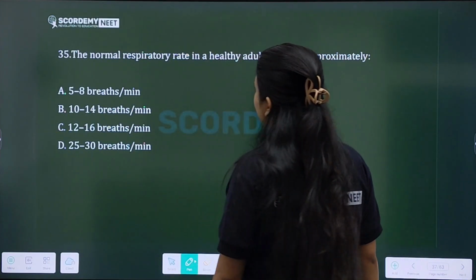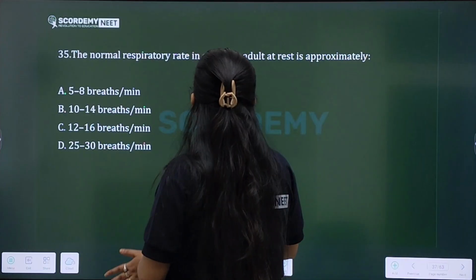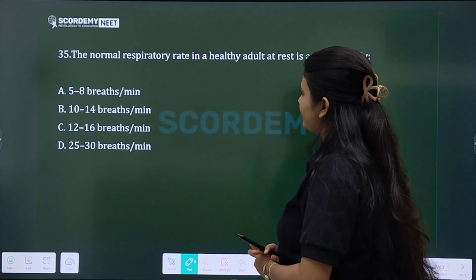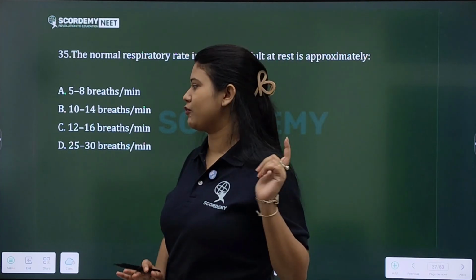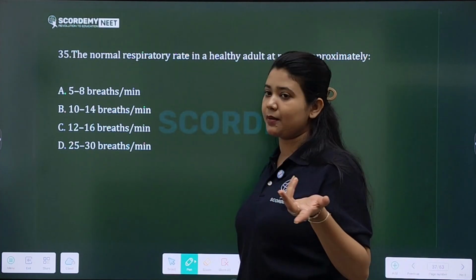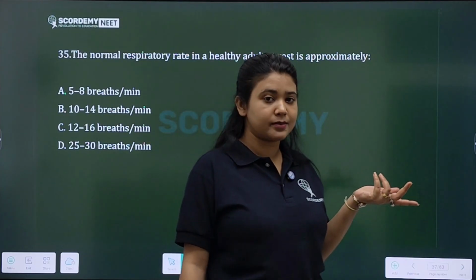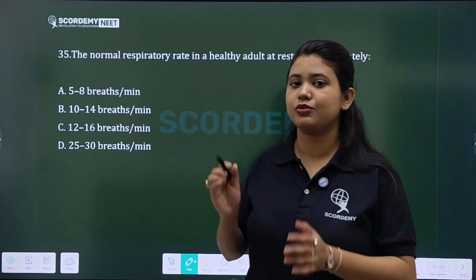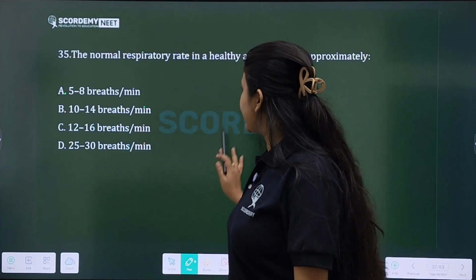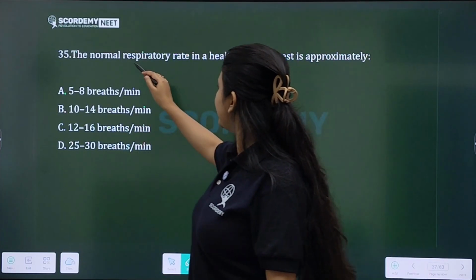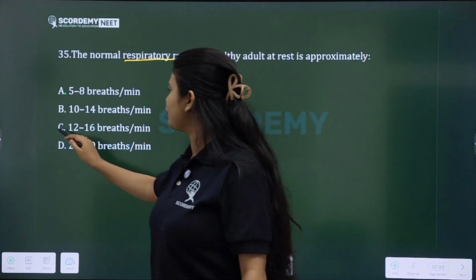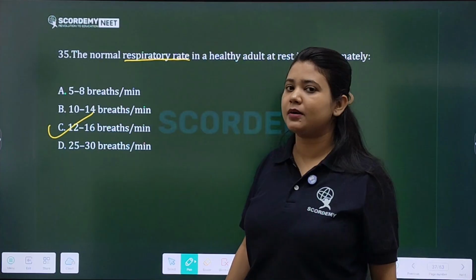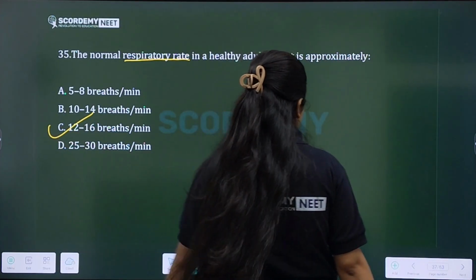Then, the normal respiratory rate in a healthy adult at rest is approximately how much? Again, this is your factual question. This you have to know. Like heart rate, we all know it is 72 beats per minute, or you can say between the range 70 to 75 beats per minute. In case of respiratory rate, the answer is 12 to 16 breaths per minute. Answer is 12 to 16 breaths per minute. So remember this, okay? Remember this.